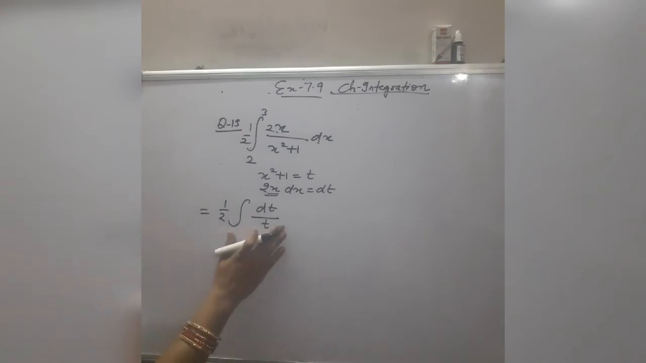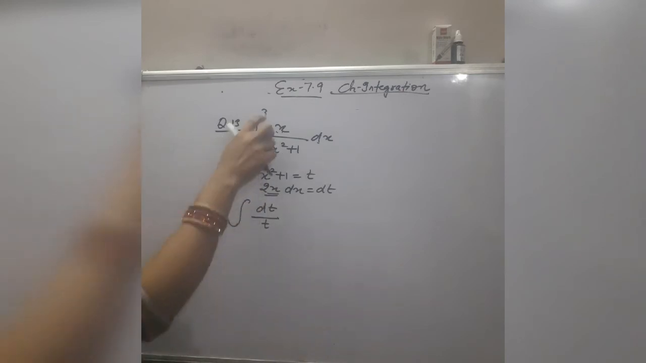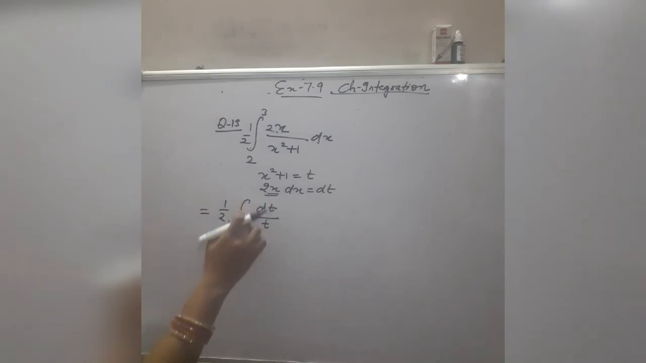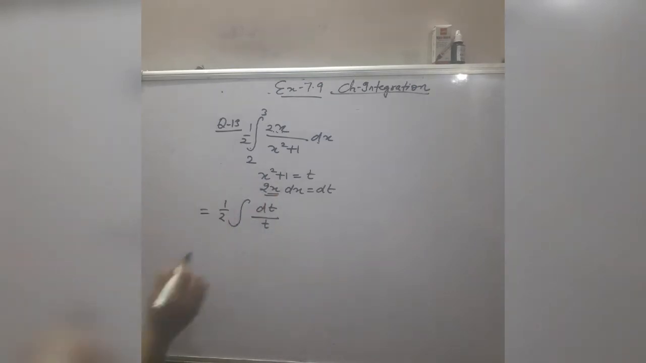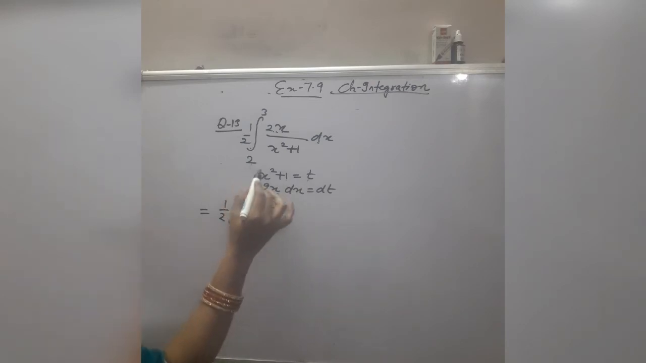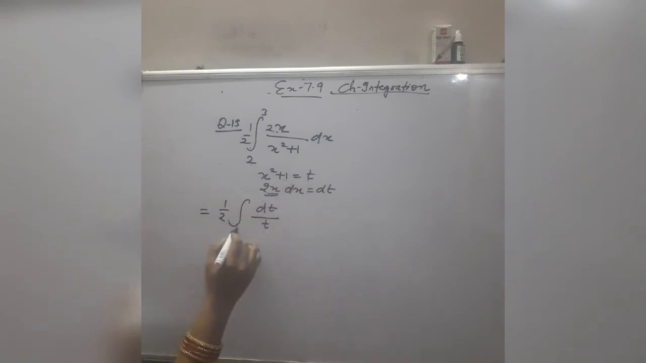Now this function is changed to the t variable, so limits also we will change accordingly. These limits 2 to 3 are given for the x variable. Now we have changed the function to the t variable, we are integrating it with respect to t. That's why we will change limits also according to the t variable. So if x square plus 1 is equal to t, put here in place of x the lower limit 2, 2 square is 4, 4 plus 1 is 5, it gives you t is equal to 5.